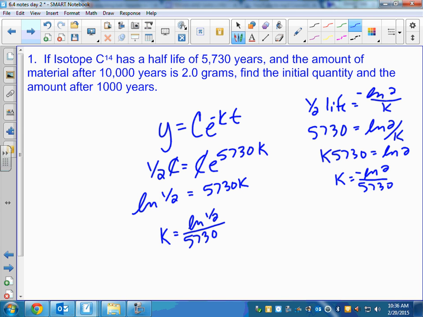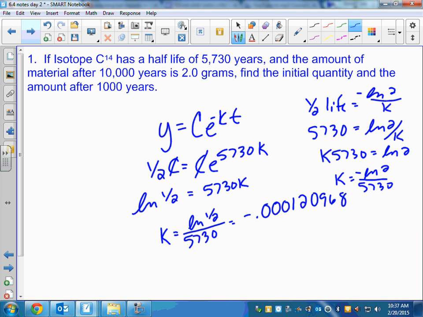AP rules are round to 3 decimals, but that means final answers round to 3 decimals. So if you type this in your calculator, either way you type it, ln of 1/2, negative ln of 2, it's the same thing. You get negative, it's really, really small, right? 0.000120968. Did you get that?